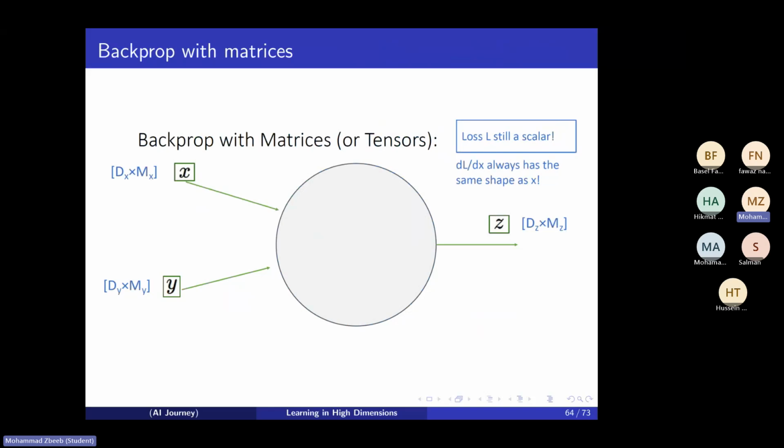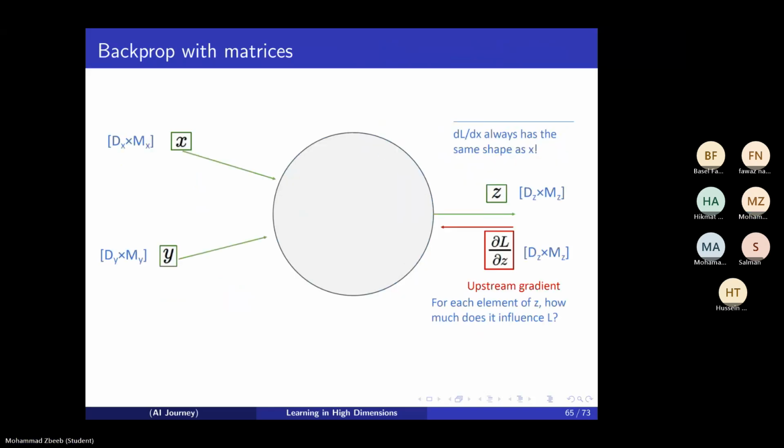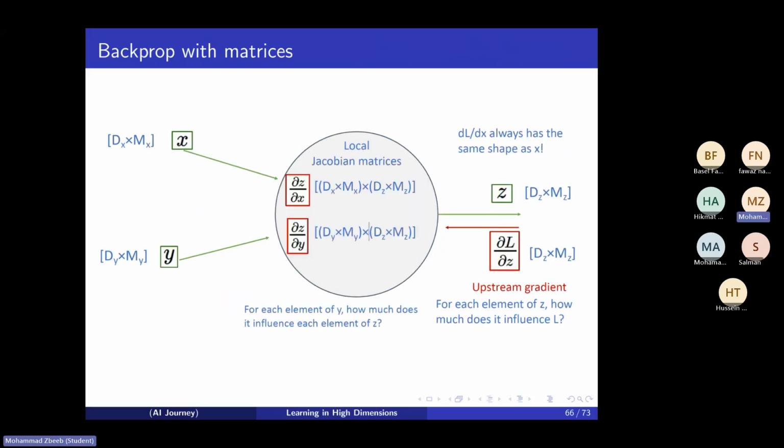Let's backprop with matrices and see the tensors in action. This is very basic, like the previous one. Say you have z, with dimension dz by mz, and you are getting an upstream gradient which is a matrix. Since z is affecting a scalar, which is the loss, it has the same dimension, dz by mz. Every element in z has its effect on this loss. I need to backpropagate this into x and y. So the effect of x, what is its dimension? Because it's also a matrix affecting a matrix.